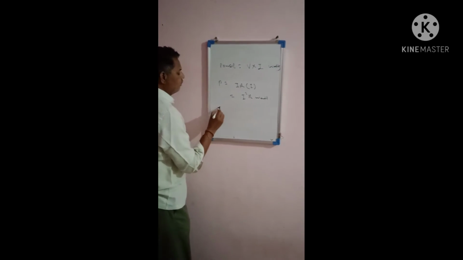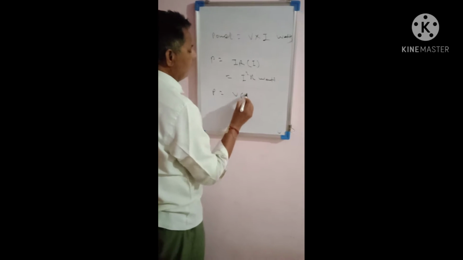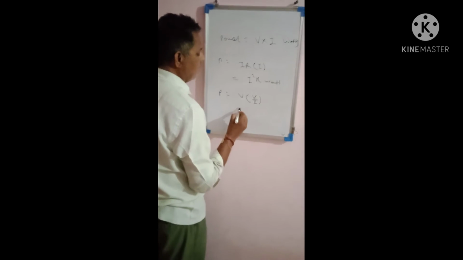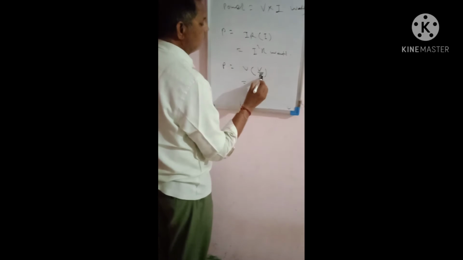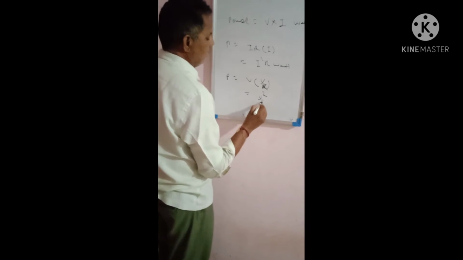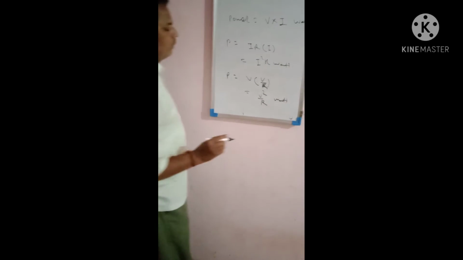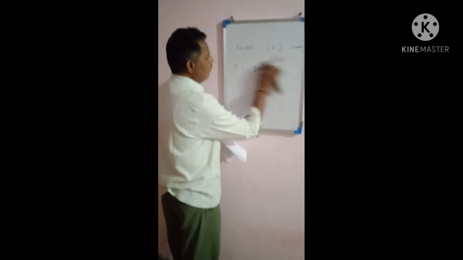Now the next formula for power is, in place of I, I write V by R. This becomes V square divided by R. This is another formula for power. Now this is about Ohm's law and different formulas for power.